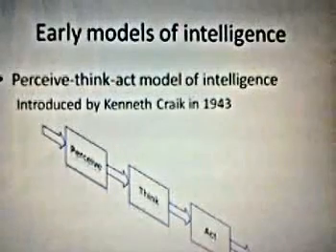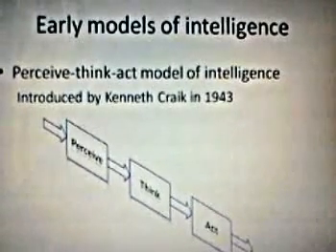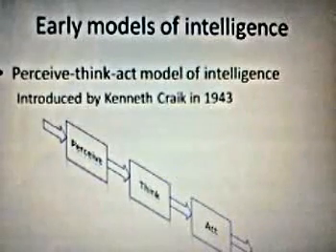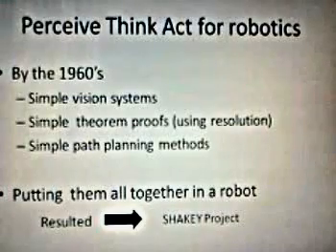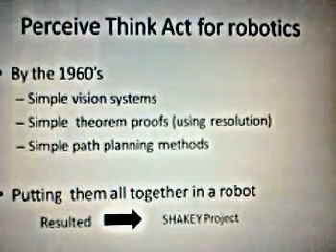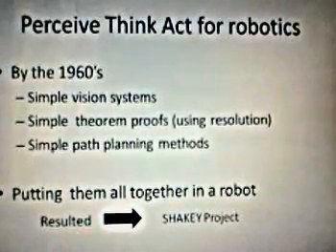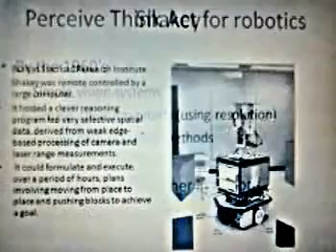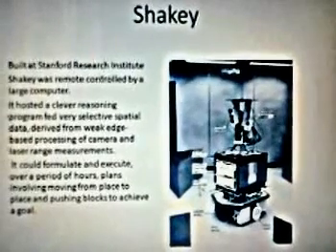Now, the earlier models of intelligence were first coined by Kenneth Craik in 1943. It shows the perceive, think, act model of intelligence. There is the perceive, think, act model for robotics by the 1960s. We had simple vision systems, simple theorem proving, and simple path planning. Putting all of them together, we came towards the Shakey project. Here you can see the Shakey robot.